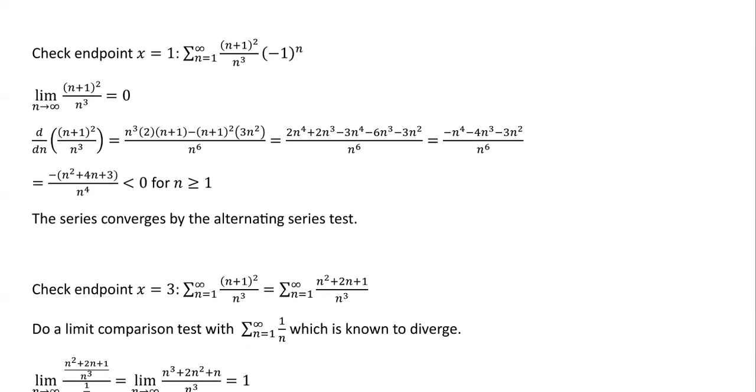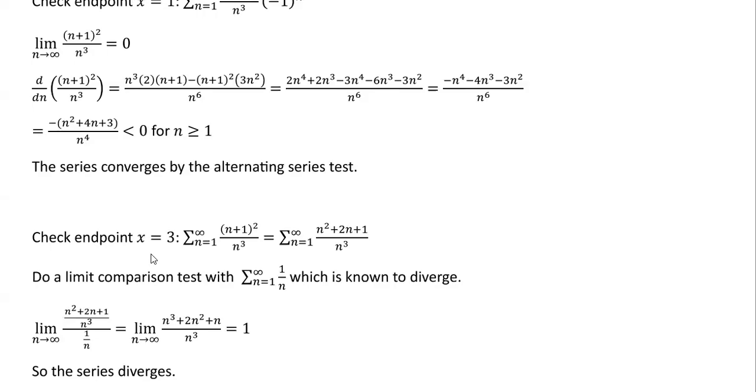All right, then we check our other endpoint, x is equal to 3. This is what we would get if we expanded it out. This, again, looks like a rational function. What's the technique to determine if these are convergent or not? We like to use the limit comparison test. We compare with the biggest degree on top and the biggest degree on bottom, so n squared over n cubed, which simplifies to 1 over n.